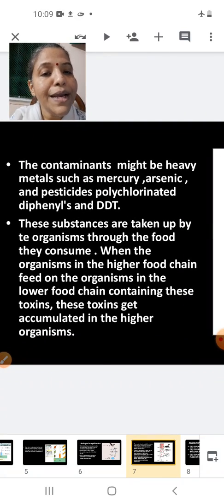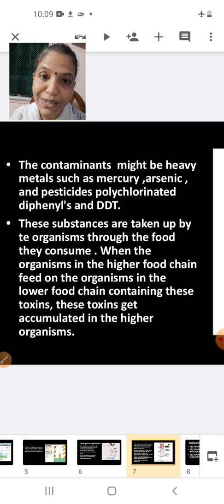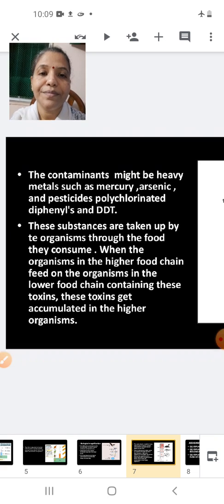Now, the contaminants which are there, as I told you, the toxic substances, might be heavy metals such as mercury, arsenic, and pesticides, polychlorinated biphenyls and DDT. These substances are taken up by the organism through the food they consume. When the organism in the higher food chain feeds on the organism at the lower food chain containing these toxins, they get accumulated in the higher organisms, which we have seen.